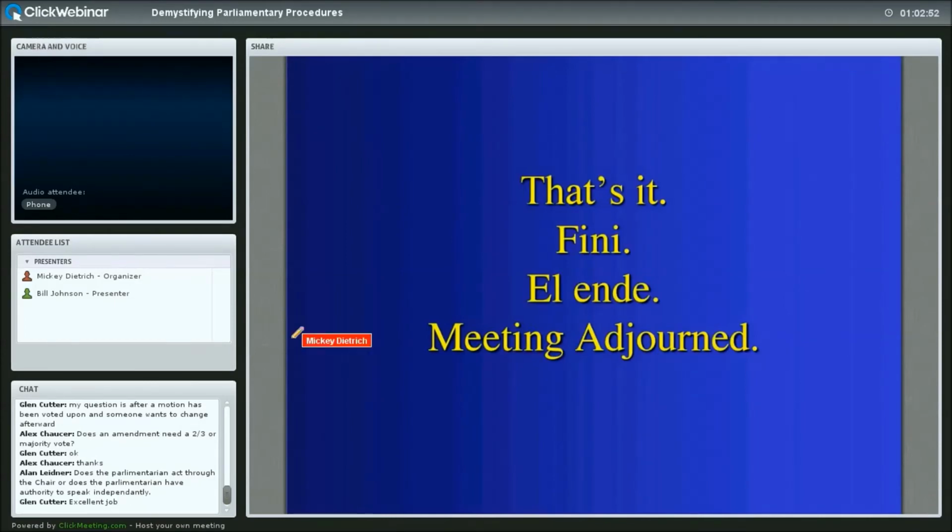Alan Linder says, does the parliamentarian act through the chair, or does the parliamentarian have authority to speak independently? Now, the chair is the presiding officer. They can refer things, they can ask questions of the parliamentarian, ask for guidance from the parliamentarian. The parliamentarian is not the authority figure in a meeting, it's the presiding officer who is guided by the parliamentarian.